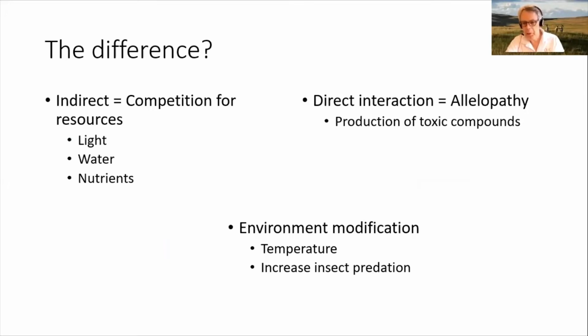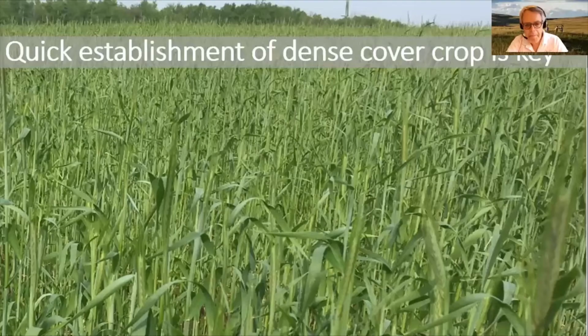The third one I put there is environment modification. It's something that has been less documented, but we know cover crops can also impact other factors like temperature, soil temperature, which will impact weed recruitment. And in some cases, some studies have shown that insect predation can be impacted as well. You can have more insects in the cover crops that will affect weeds. So next slide.